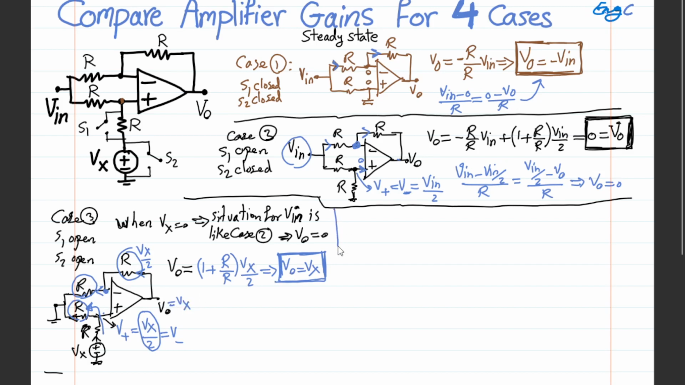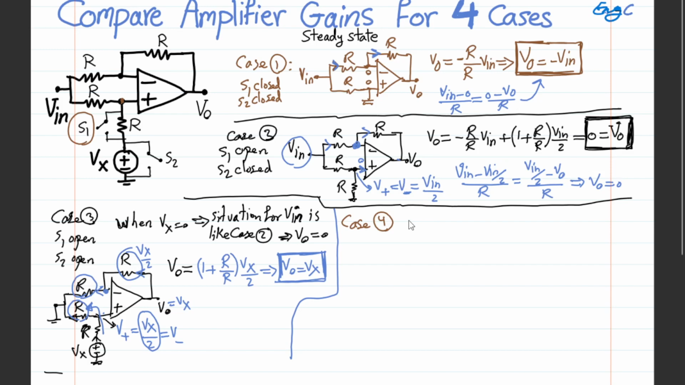Okay, so that is almost wrapping up, because the only thing that is remaining is case number 4. And in case number 4, what we are assuming is the only remaining situation for the switches, which means I am assuming now that S1 is closed and S2 is open.